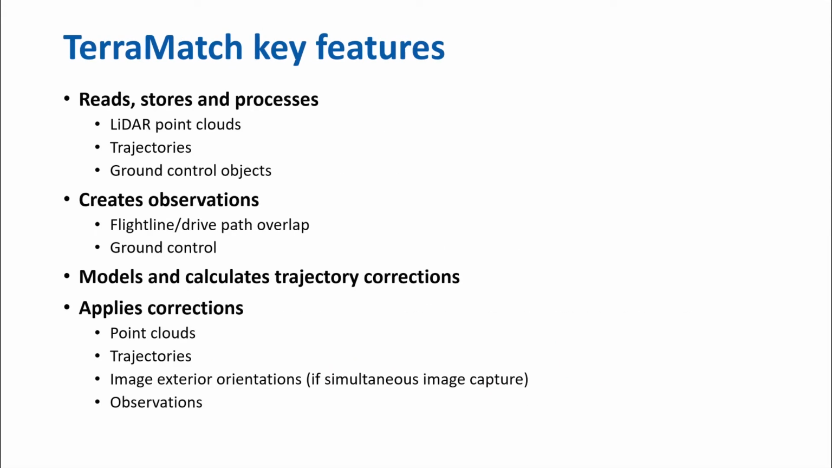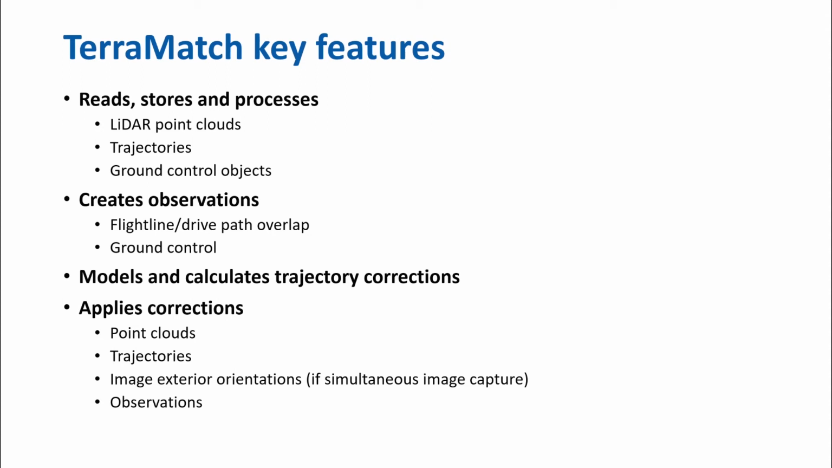The key features of TerraMatch is that it reads, stores and processes, first of all, LiDAR point clouds, of course, but also you need trajectories to process the data properly. And if you want to adjust to ground control points, you need to also have some ground control. The ground control could be points, lines, surfaces, or other point clouds.